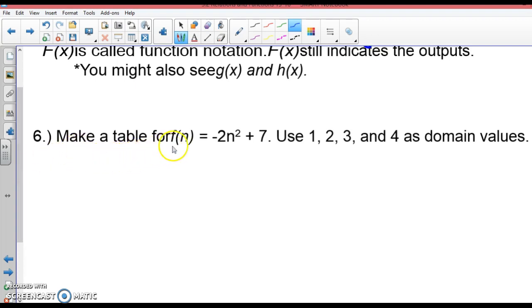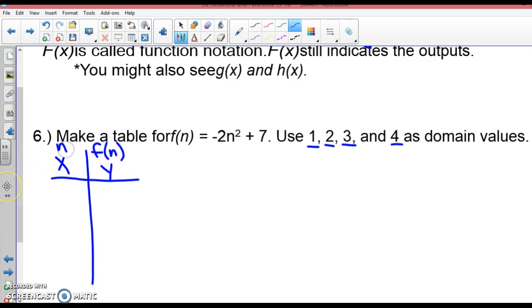Make a table for f of n equals -2n squared plus 7. Use 1, 2, 3, and 4 as the domain values. So I'm going to make my table. What are my 2 columns? X and Y. But when we're doing function notation, this is going to be f of n, and this is going to be n.